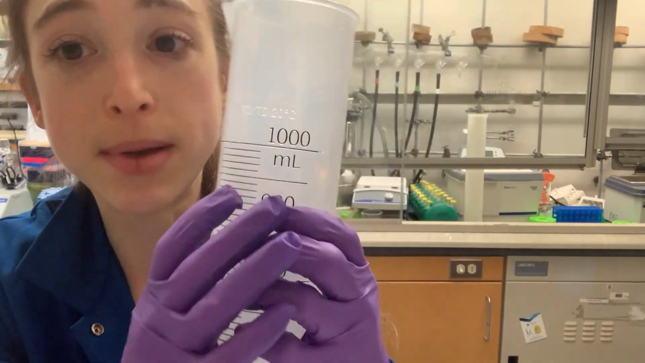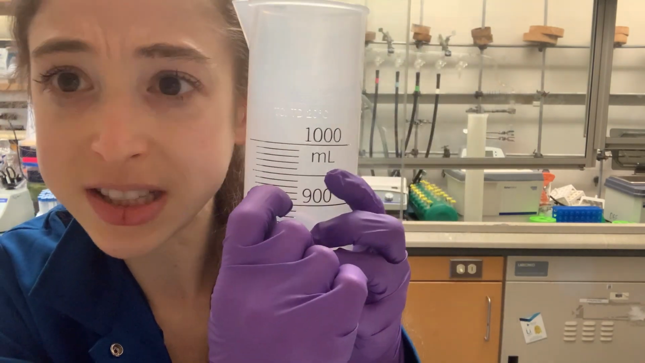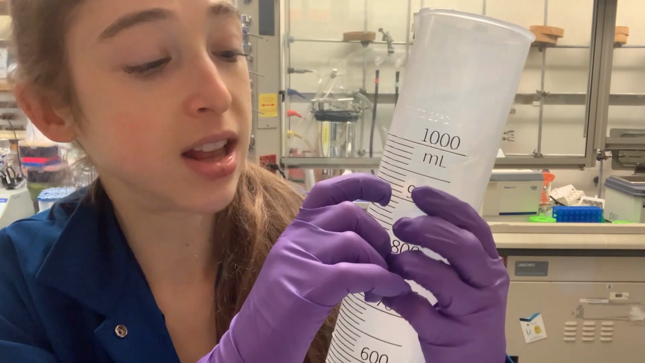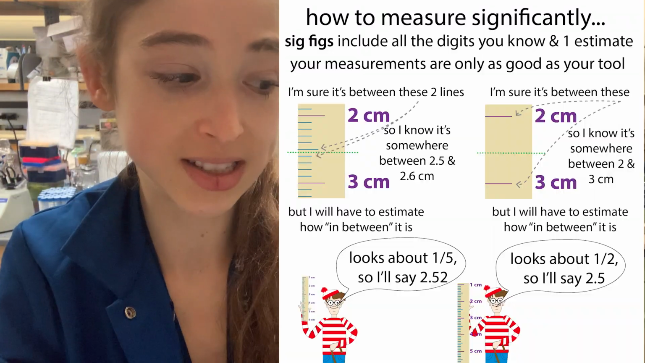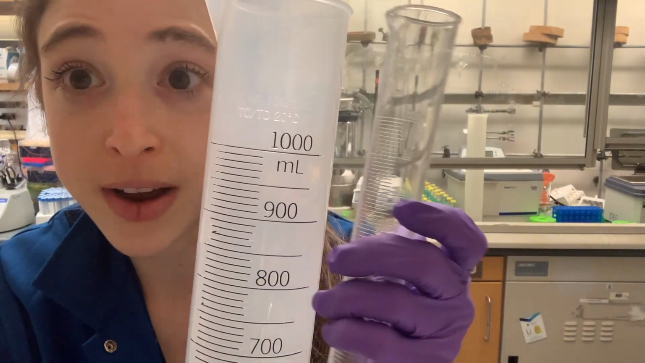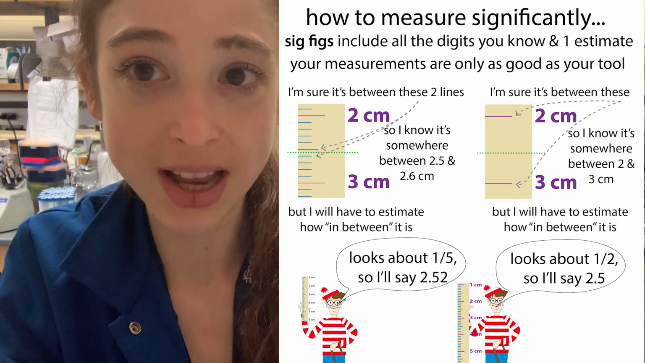So if you're using a measuring device like this, you're only really confident about where it is between the two lines, and then you get one guess. So you get those digits that you're sure about, and then you get one estimate. Depending on how fine the gradations are, you can get more significant figures, you can get more precise.